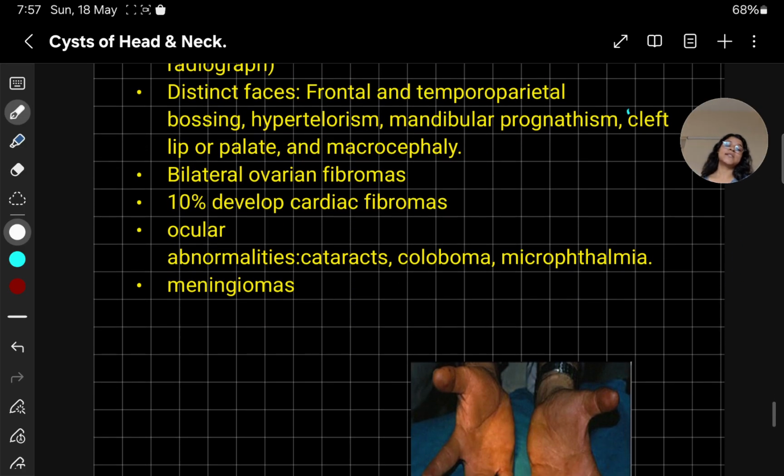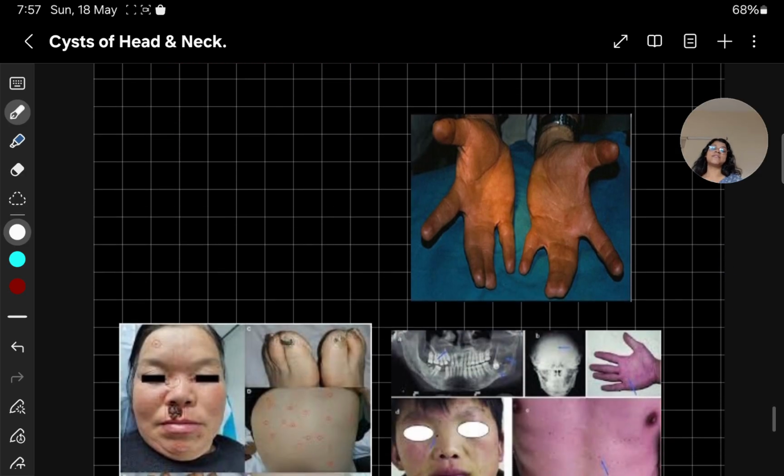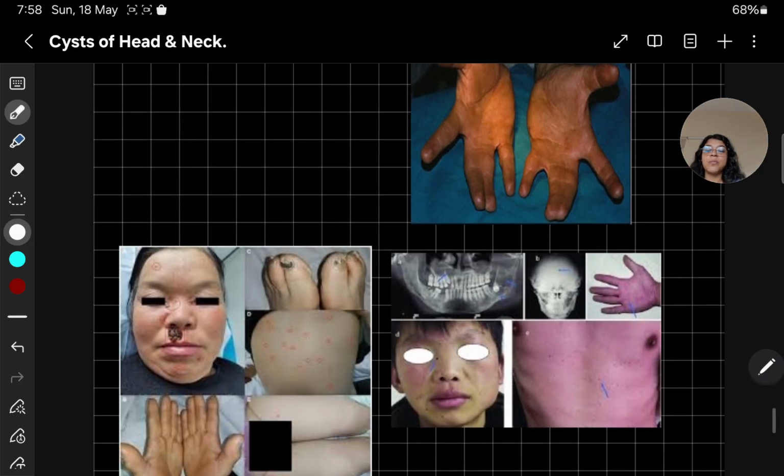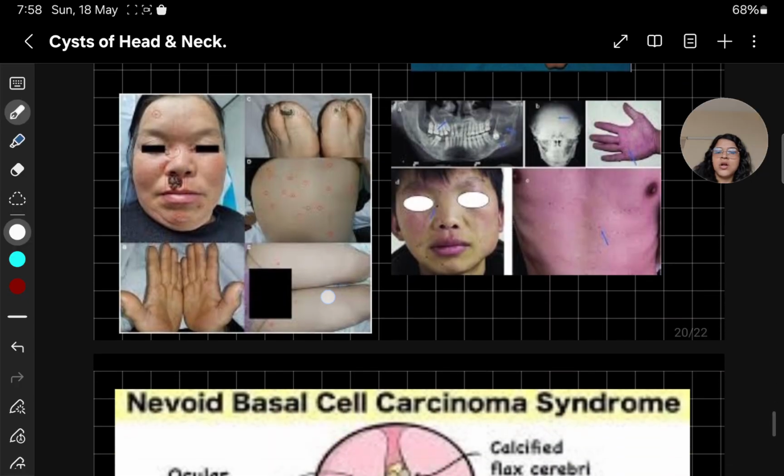Ocular abnormalities are cataracts, coloboma, and microphthalmia, meningiomas. Okay, so here you have syndactyly of your fingers which can also be present in this. So if you have this given in the case, you will have basal cell carcinoma present on the face, syndactyly, and you will have deformities of your palms. You have calcification of the falx cerebri, then you have rib deformities, also mandibular prognathism.